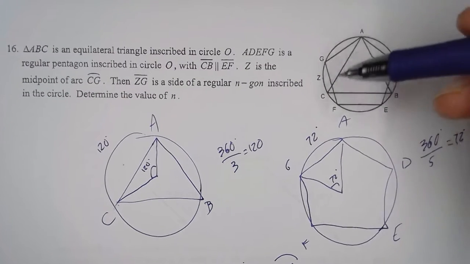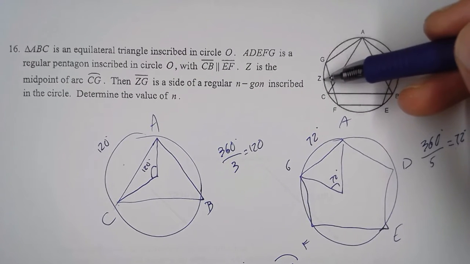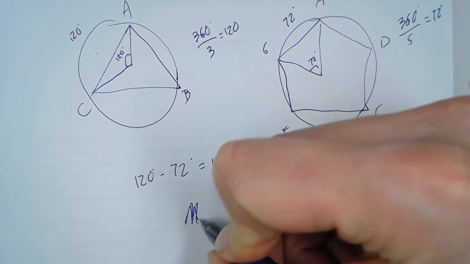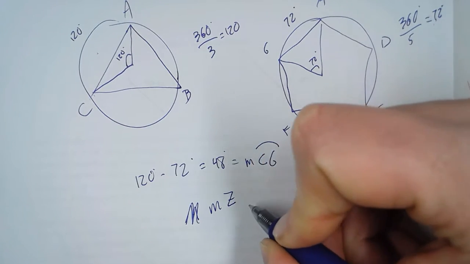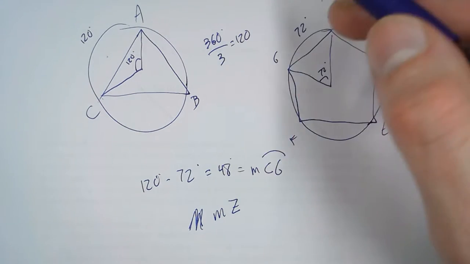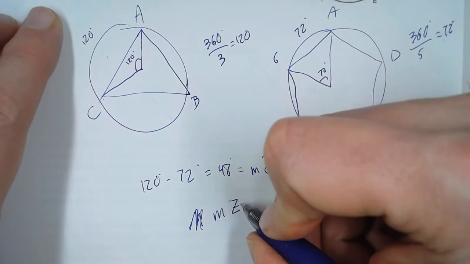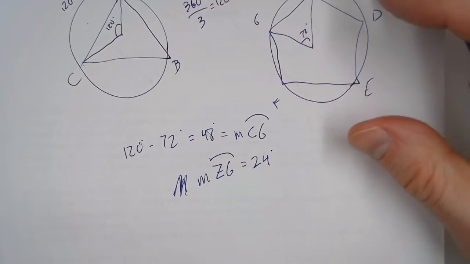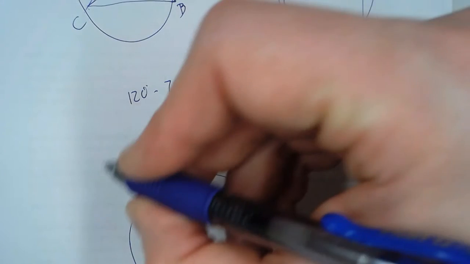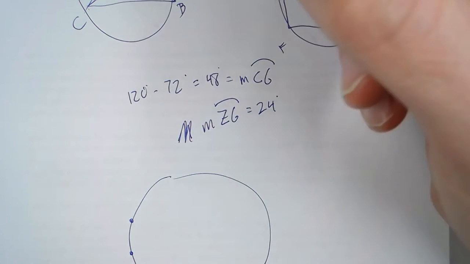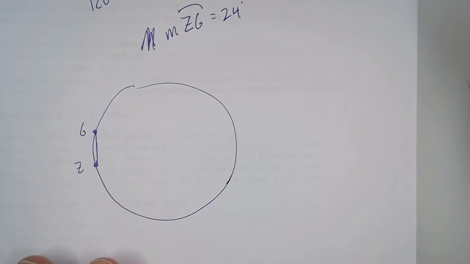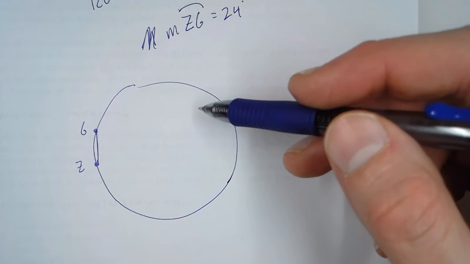But we want to then further break it down in half because it says that Z is the midpoint. So that means the measure of arc ZG, that's what we're talking about, has a measure of 24 degrees. Now, why is that important? Well, back to our circle, we've got Z and G. This right here is the length of a regular polygon, but we don't know how many sides. But we do know that this arc is 24 degrees.